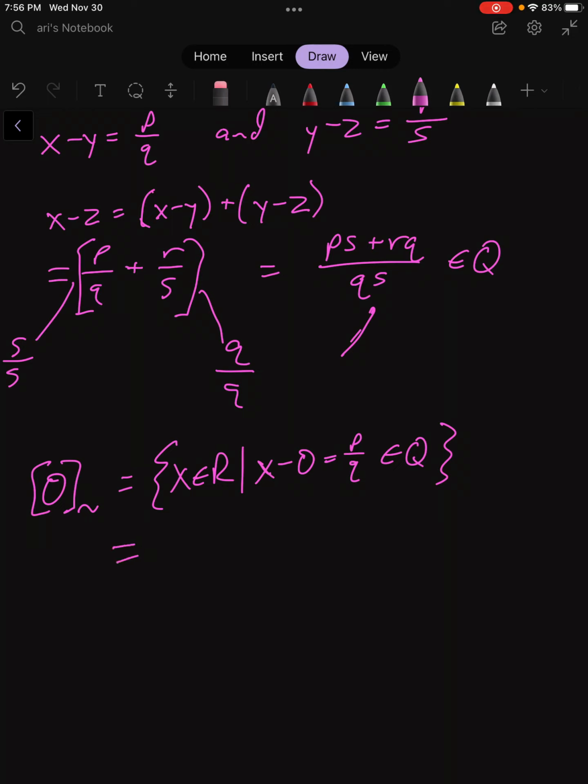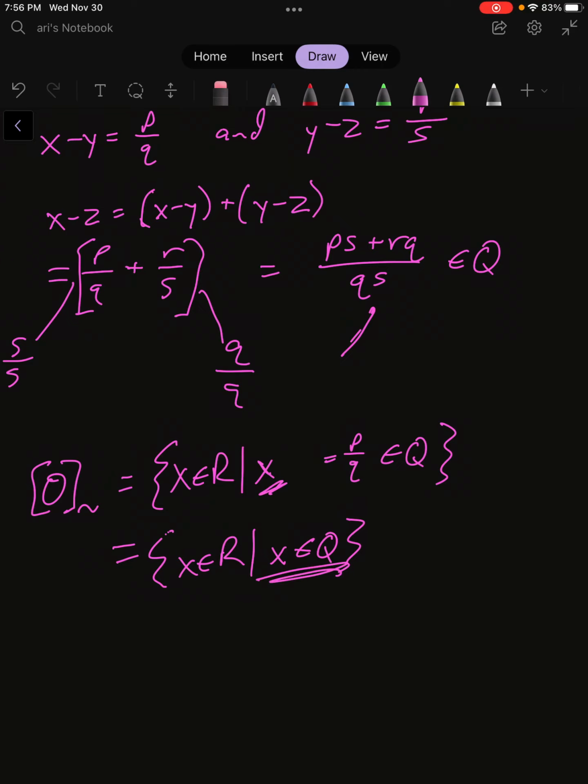And this is equal to the statement x in R such that x is rational. I'm able to cut out all this garbage because if we get rid of this 0 here, that's not really necessary. By saying x equals p over q, that's rational, I'm basically just saying that x is rational.